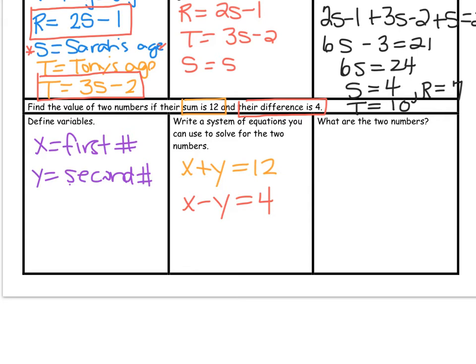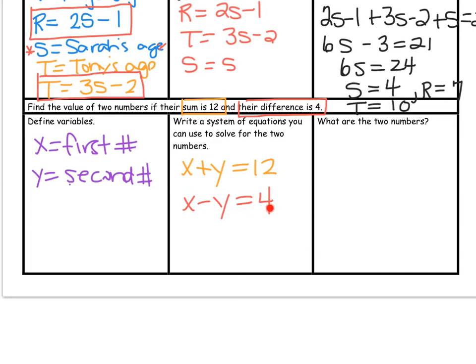Okay, so I know I haven't finished the question, but the first thing I want to do again is define our variables. So x is the first number and y is the second number. So up here in the problem it says that the sum of these two numbers is 12, so it's just x plus y equals 12. That's our first equation. And the difference of these numbers is 4, so difference is subtraction, so x minus y equals 4.